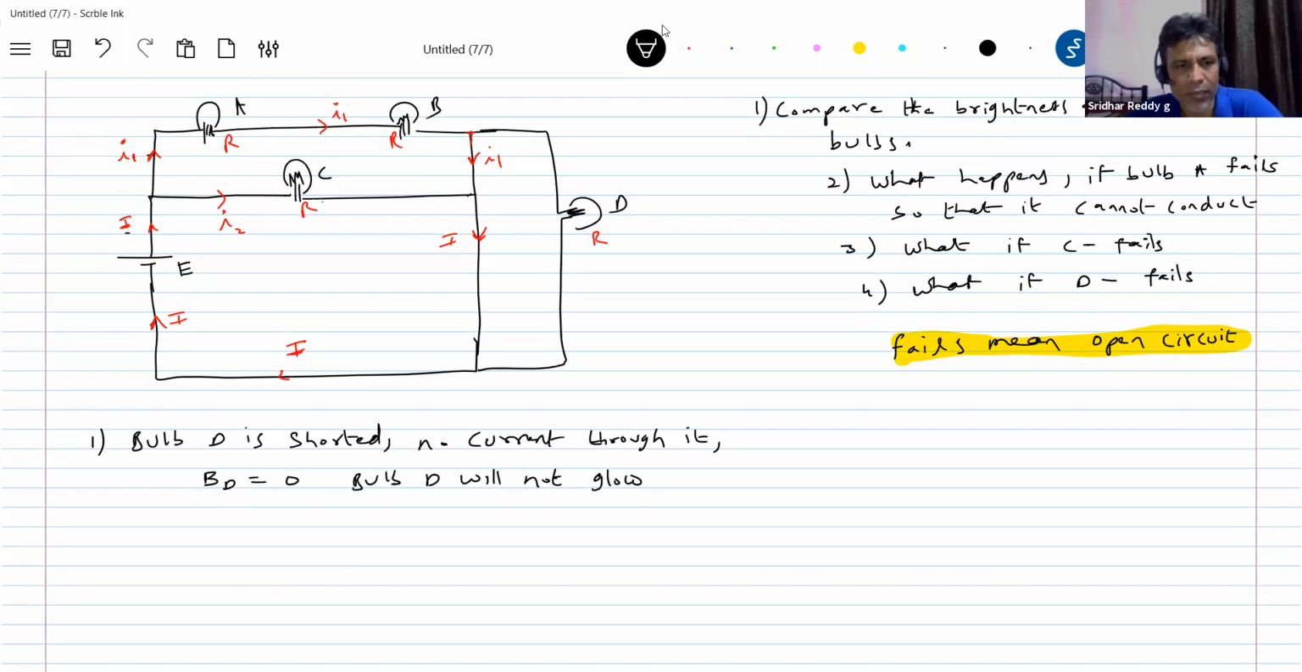Okay, let's come to this one. What about the brightness of bulbs A and B? Brightness of A and B should be the same, no? Can we compare with C?